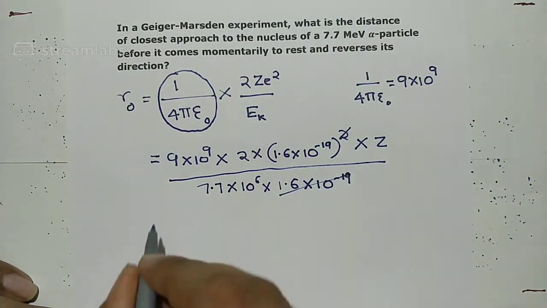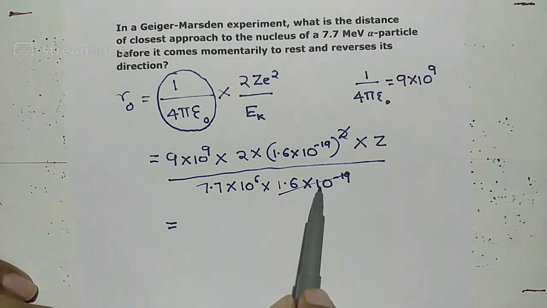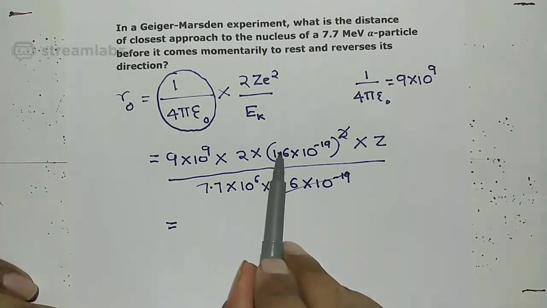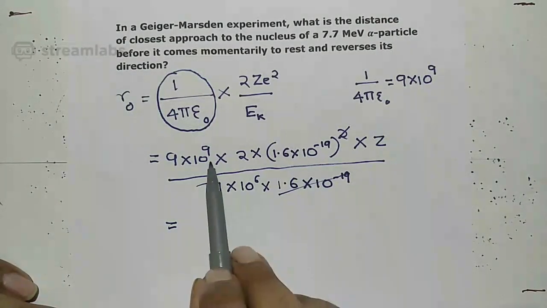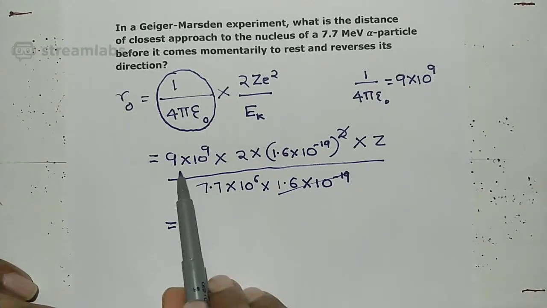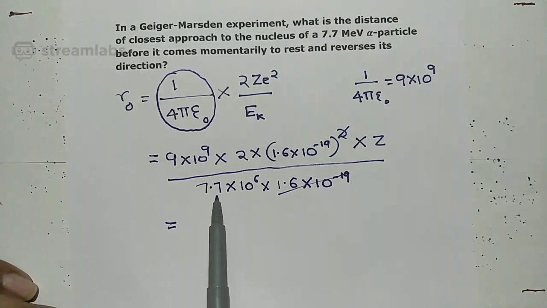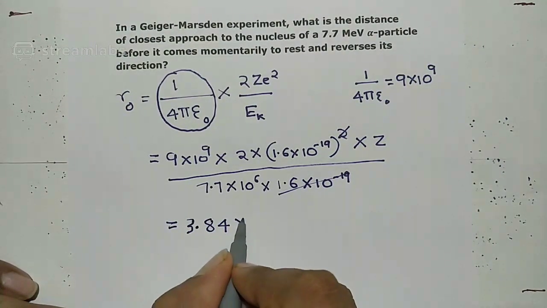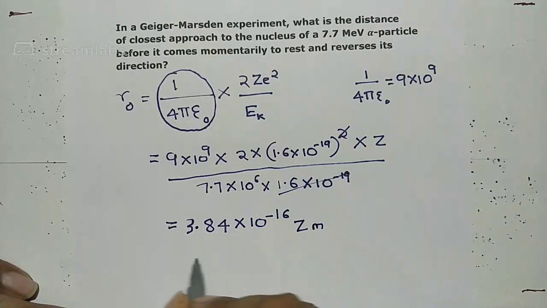So when you do this, this 1.6 10 to the power minus 19 will cancel. When you calculate, 10 to the power 6 goes to the numerator, 10 to the power minus 25, minus 25 plus 9 will come, minus 16, then 9 into 2 is 18, 18 into 1.6 divided by 7.7 will come approximately 3.84 into 10 to the power minus 16 Z meter.